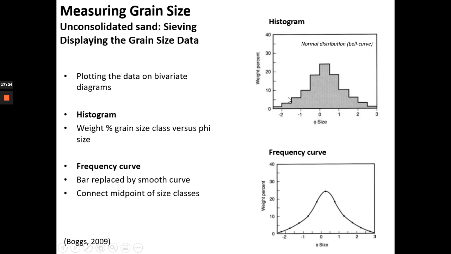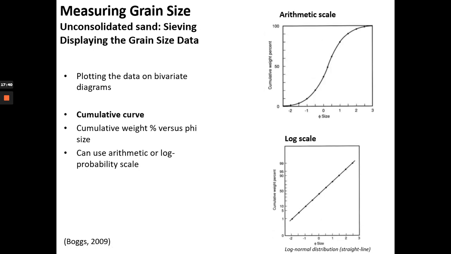Other kinds of plots that you can do based on the sieve data analysis, you can do a cumulative curve. Okay. So in this case, you're just adding up the total weight by percentage until you get 100%. That's the cumulative weight percentage, 0 to 100% in this case. And that is again the size in phi scale. Okay. But in this case, it is an arithmetic scale. So if you have a normal distribution, you get this nice curve like this. Okay. But if you use a log probability scale, a normal population, you get a straight line. And if you have more than one population, you get lots of straight lines with different angles to them.